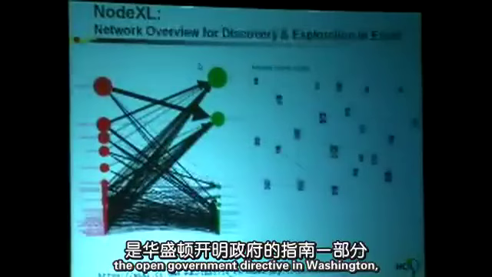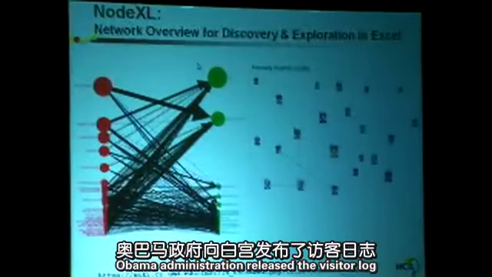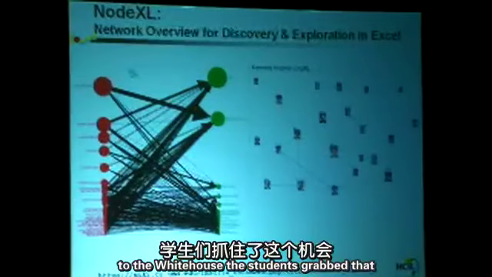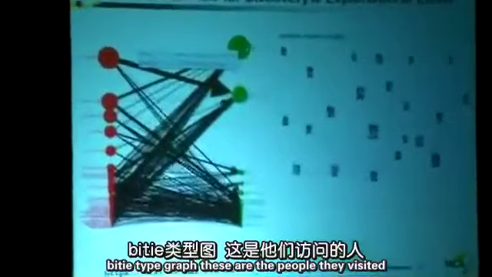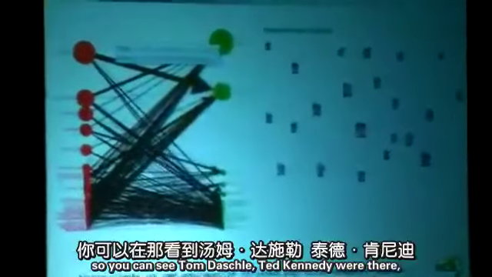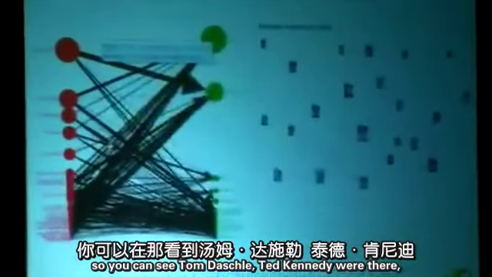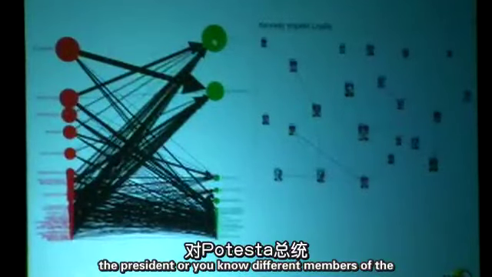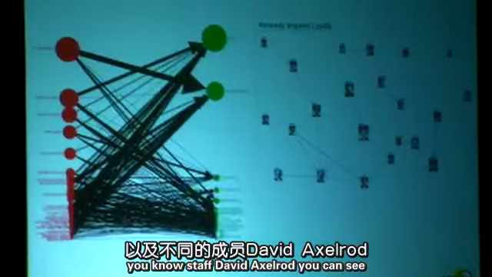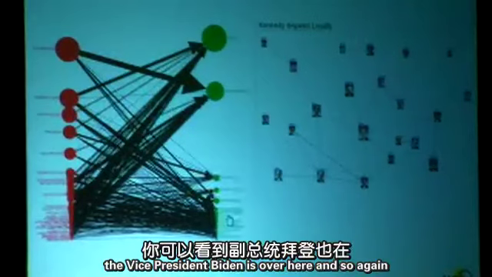As part of the Open Government Directive in Washington, the Obama administration released the visitors log to the White House. These students grabbed that, and these are the people visiting. This is a so-called bipartite graph. These are the people they visited. So you can see Tom Daschle, Ed Kennedy were there, and these are the number of times they visited with POTUS, the president, or different members of the staff. David Axelrod, you can see the Vice President Biden is over here.